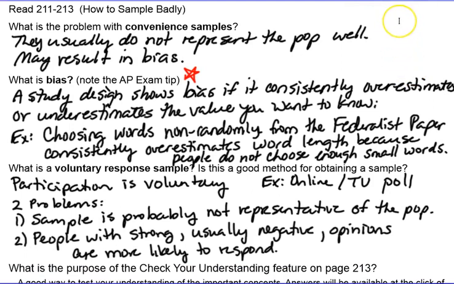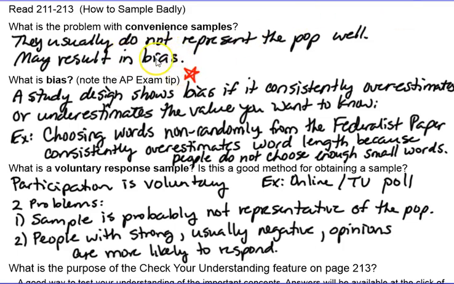So we're going to start out by talking about how you sample badly. One type of bad sample is a convenient sample. A convenient sample is just taking whatever's handy as your sample. For example, if you wanted to find out the average number of hours that students in your high school study per evening, it wouldn't be a good idea to walk into the library and take the first 15 individuals you see, because that group in the library is probably not representative of the population.